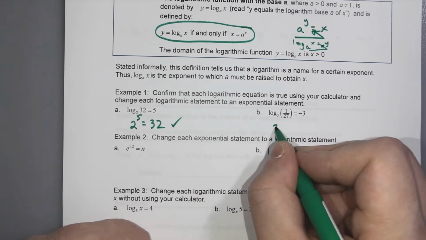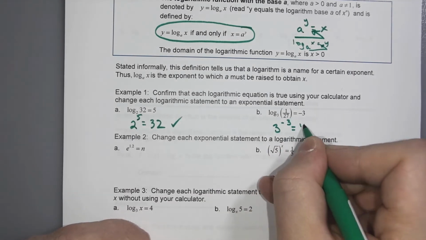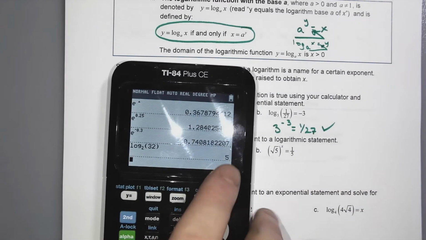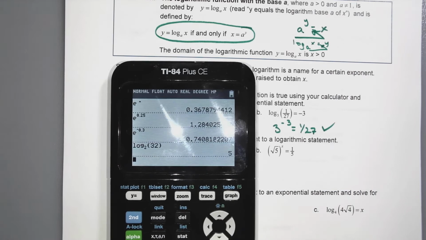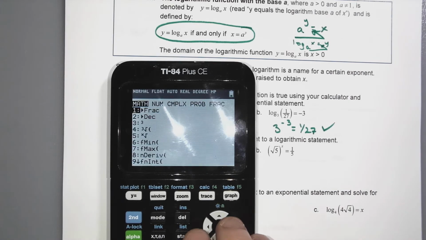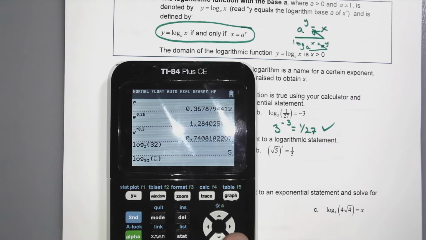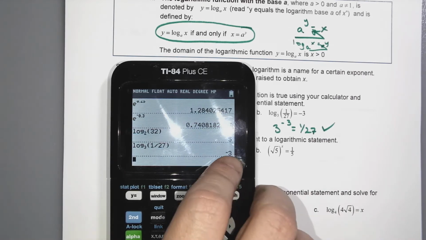Here, is it true that 3 to the power of negative 3 equals 1 over 27? Certainly, because 3 cubed is 27. 3 to the negative 3 is the reciprocal of that. So, what would happen in here? Math, log base 3 of 1 over 27 does give me negative 3.